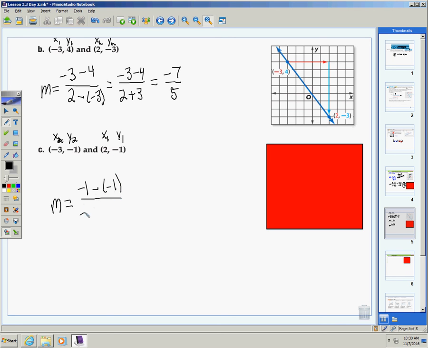And I'm going to rewrite this, negative 1 plus 1 over negative 3 minus 2. And then I would get 0 over negative 5, which is just 0. Go ahead and check your answer. It's a horizontal line, which we know has a slope of 0.